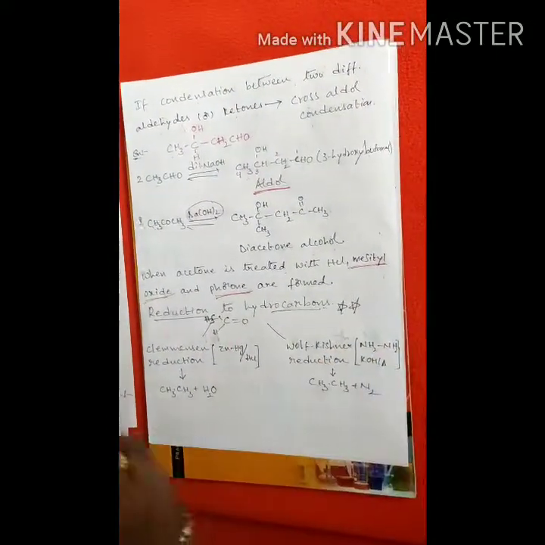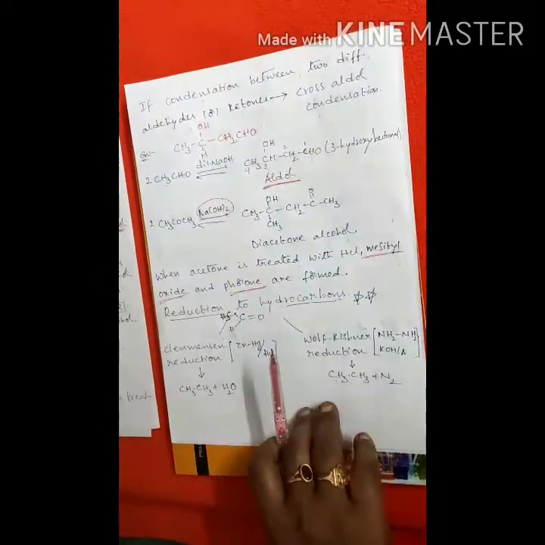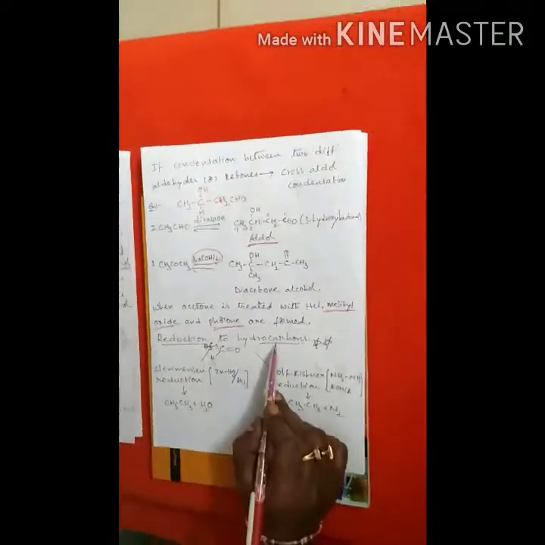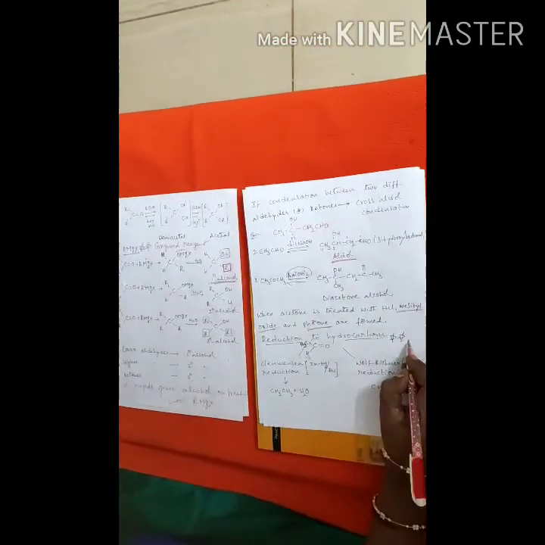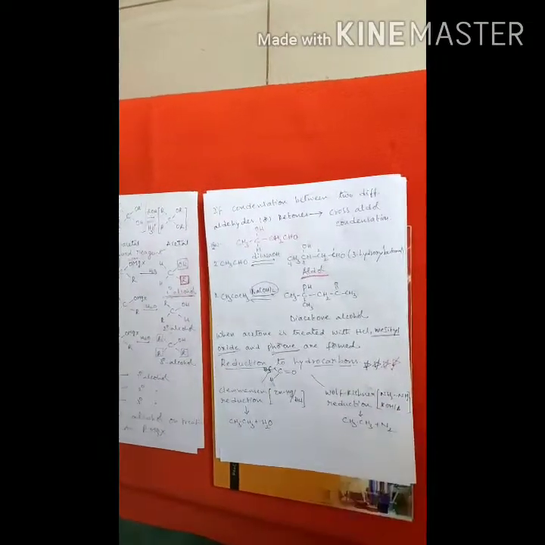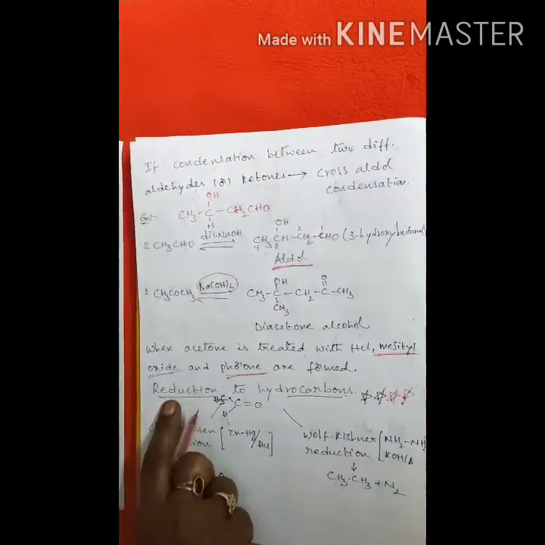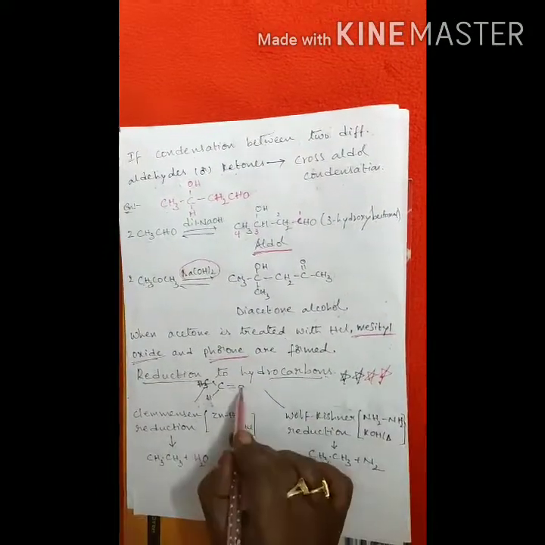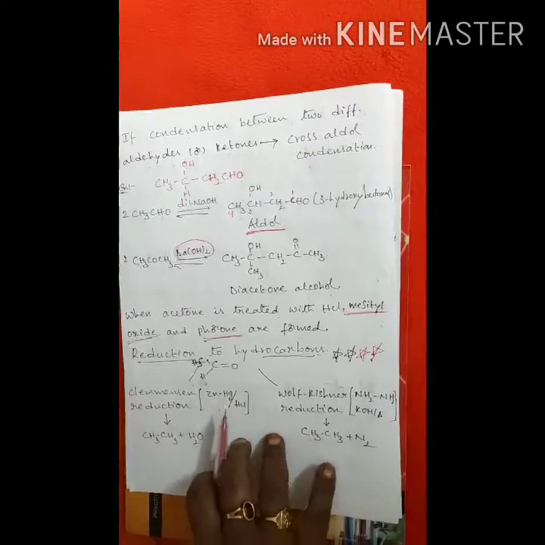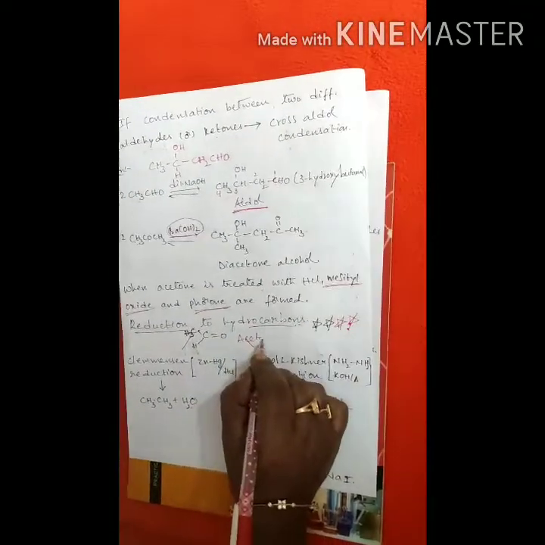And this is about Cannizzaro reaction and aldol condensation. Then go for reduction to hydrocarbons. Hydrocarbons means alkanes. It is one of the most important and also the simplest ones. Here reduction means addition of hydrogen. Here we are adding hydrogen to carbonyl compounds. This is our common carbonyl compound, and the name of the compound is acetaldehyde.